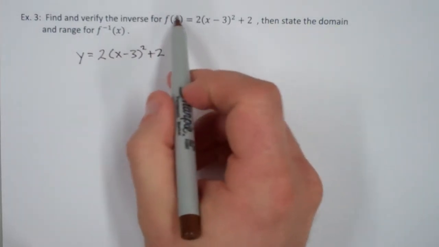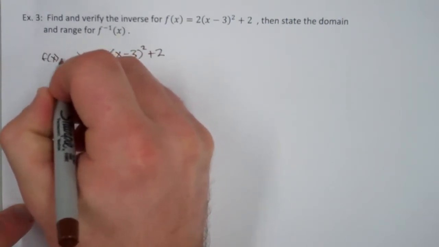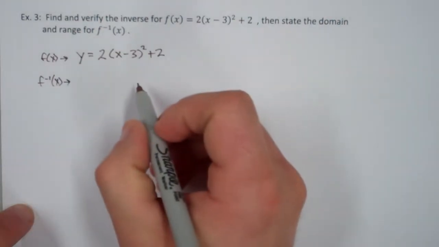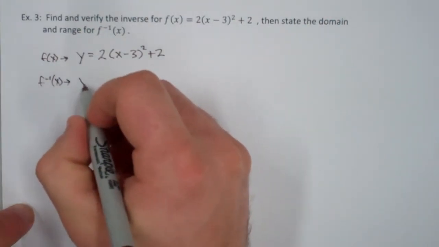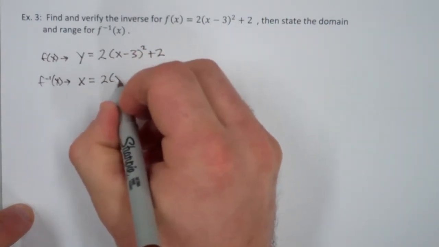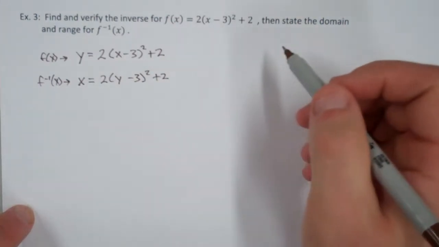But what I like to do is take this f of x out and replace it with a y. So that's f of x right here. And then what we want to do is try to find the inverse. So everywhere we see a y, we're going to change that out for an x. We're just going to switch the x's and the y's. And then we're going to have to solve here for y.